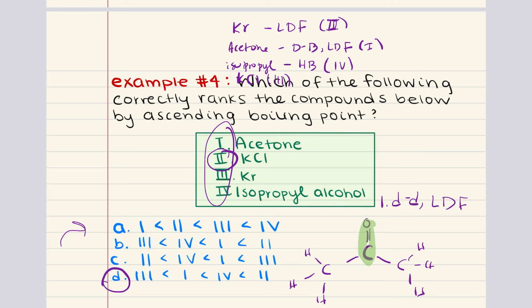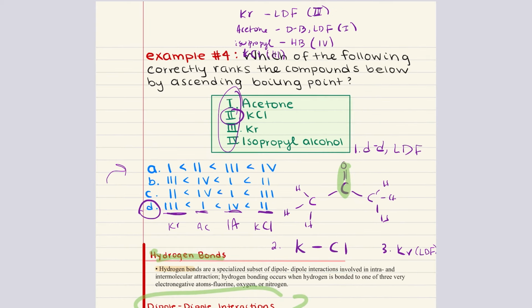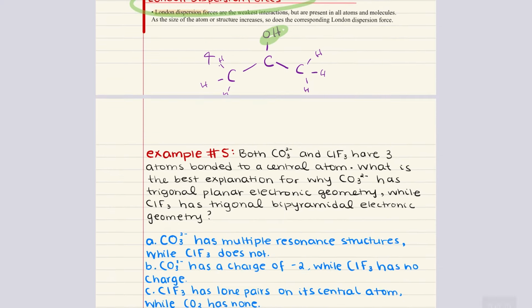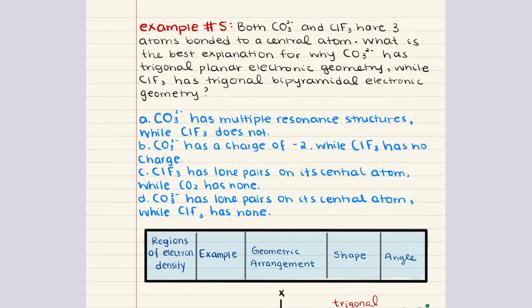And we can double check. 3 is krypton. That's correct. It has the lowest boiling point. 1 is acetone. That's true. That follows it. It has a slightly higher boiling point than krypton. Followed by statement 4, which is isopropyl alcohol. And the one with the highest boiling point is potassium chloride. So the answer to problem 4 is going to be D. Let's move on to problem 5.